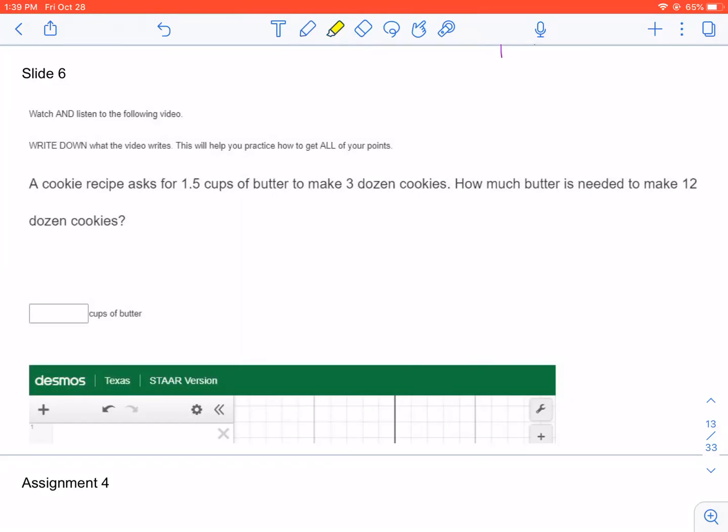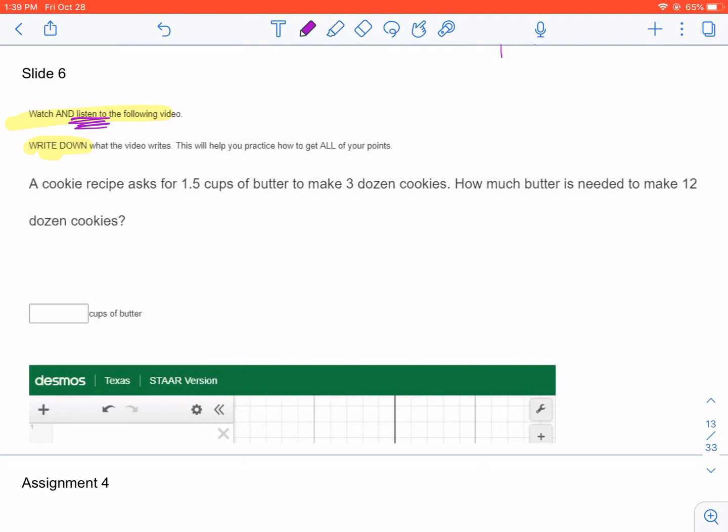Slide 6. Remember that we're watching and listening to the video. Write down what I'm writing down, and again, you're going to be turning in your paper for full credit on this assignment. This last section of questions you're really going to like. These are pretty much going to be all proportional, and that's another way to say that it varies directly, and you can do proportions for all these.